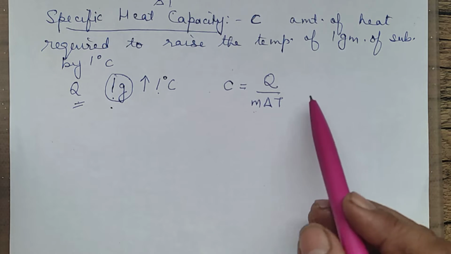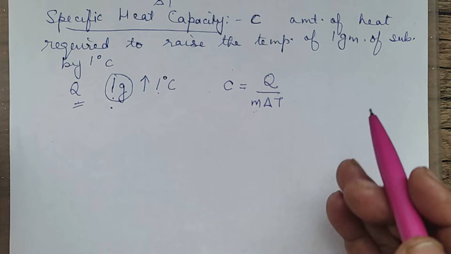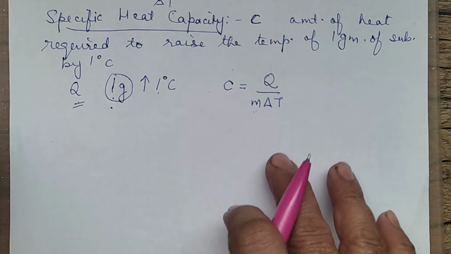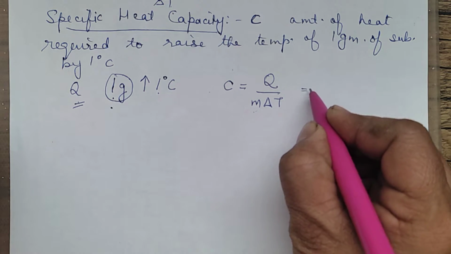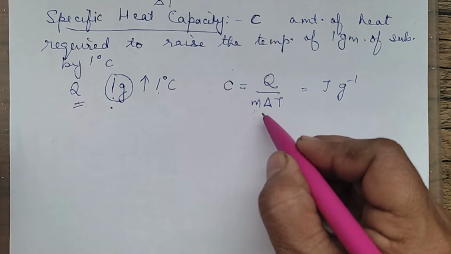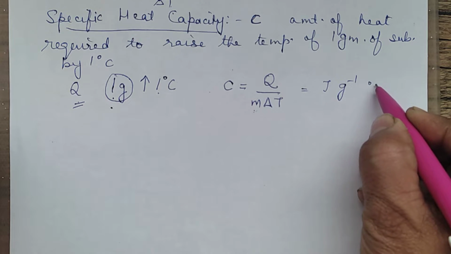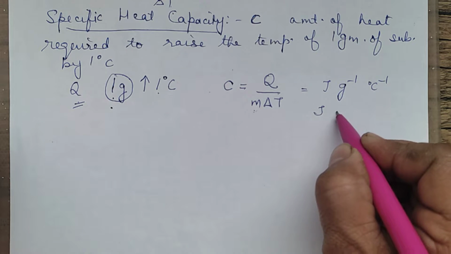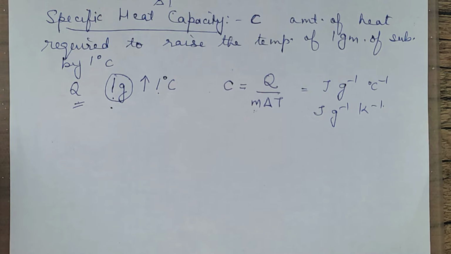When we are discussing questions, this will be clear. If any other mass is given, for any other mass, we can calculate the specific heat capacity using this formula. Now, what unit will we write for the specific heat capacity? The unit will be joule per gram, and for the temperature difference we can write per degree Celsius, or at times per Kelvin also. So you can have joule per gram per Kelvin. This is the unit of specific heat capacity.